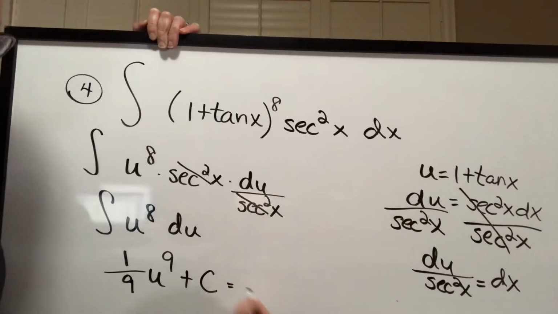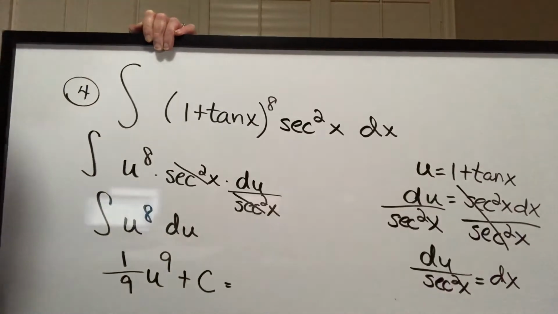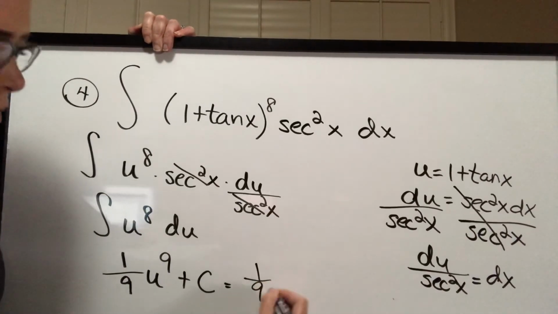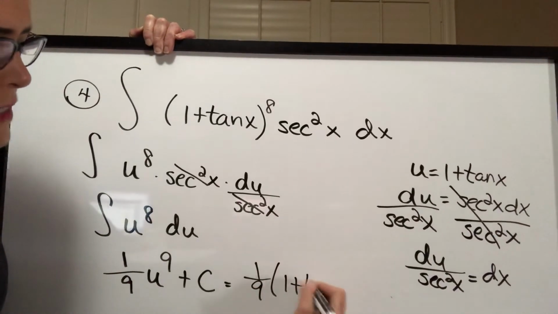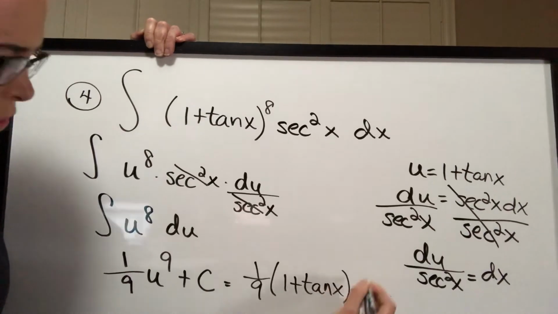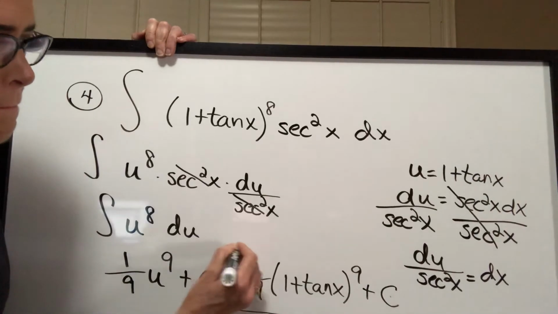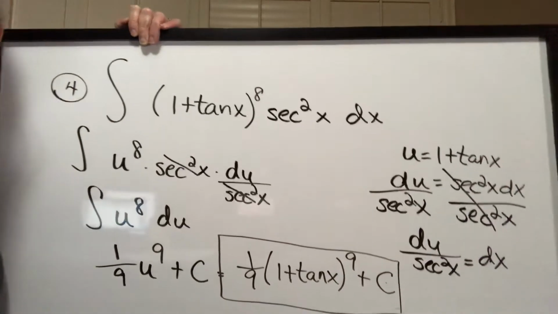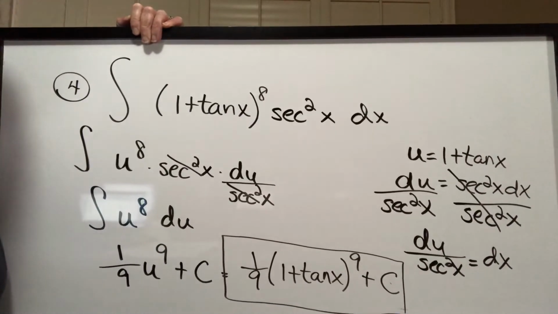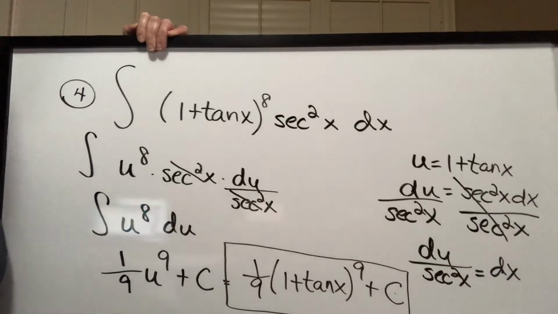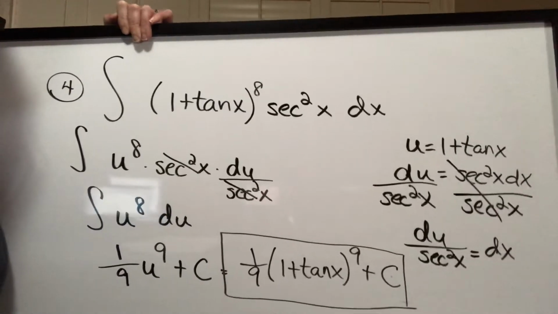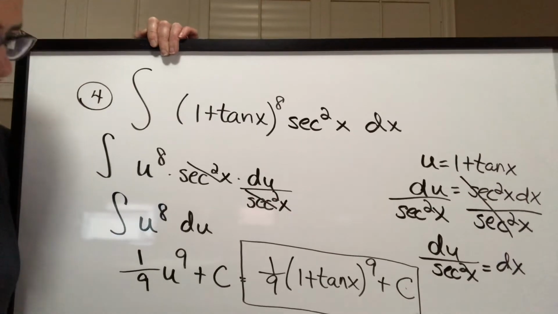And your last step is to fill in that u is 1 plus tangent of x. So it'd be 1/9 in parentheses 1 plus tangent of x raised to the 9th power plus c. Final answer for number 4. Remember, you can always pause if you need a sec to catch up.